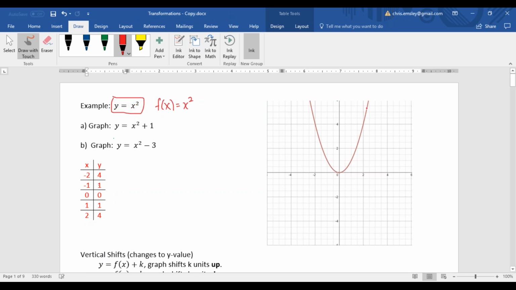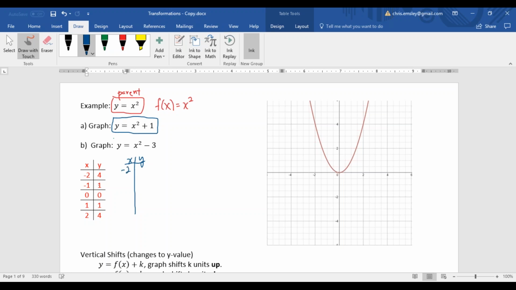Over here, we have the graph of x squared, and down here we have the t-table. This function I'm going to refer to as my parent function. And I'm going to compare that to the next two functions I have listed here. So the first one I'm going to compare it to is y equals x squared plus 1. So you can see what I have here is that parent function plus 1. So let's take a look at what that t-table is going to look like.